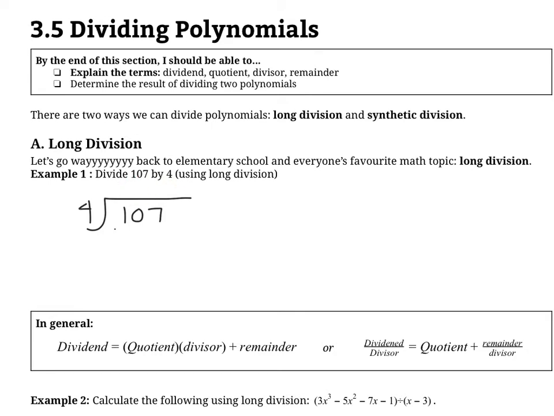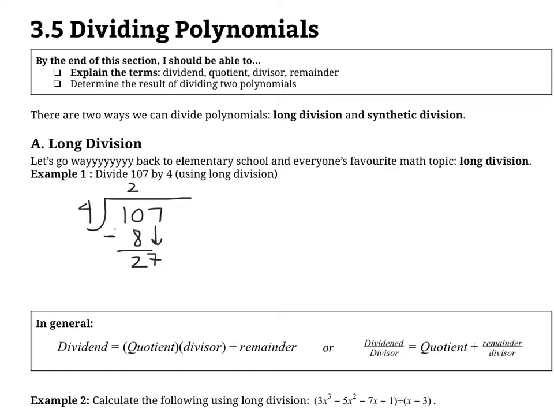If you remember, the first question that we ask ourselves is how many times does 4 go into 1? And if that doesn't work, we go to 10. So how many times does 4 go into 10? We know the answer to that is 2 times. So 2, and then 2 times 4 is equal to 8. We put that right underneath the 10, and we subtract. So now we have 10 minus 8, which works out to 2. And then we carry down the next number, which is the 7.